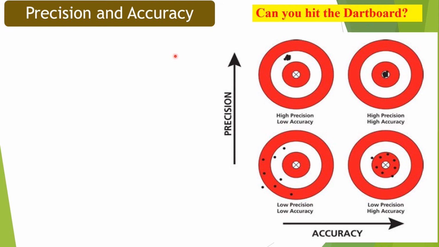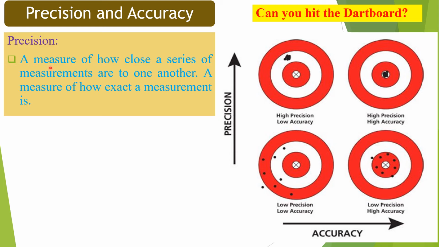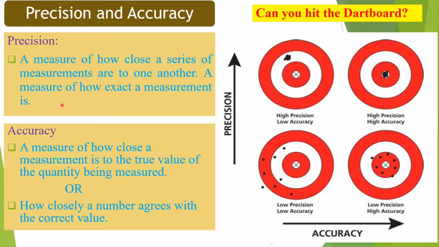Now we can define precision as a measure of how close a series of measurements are to one another. A measure of how exact a measurement is called precision. Accuracy can be defined as a measure of how close a measurement is to the true value of the quantity being measured, or how closely a number agrees with the correct values.